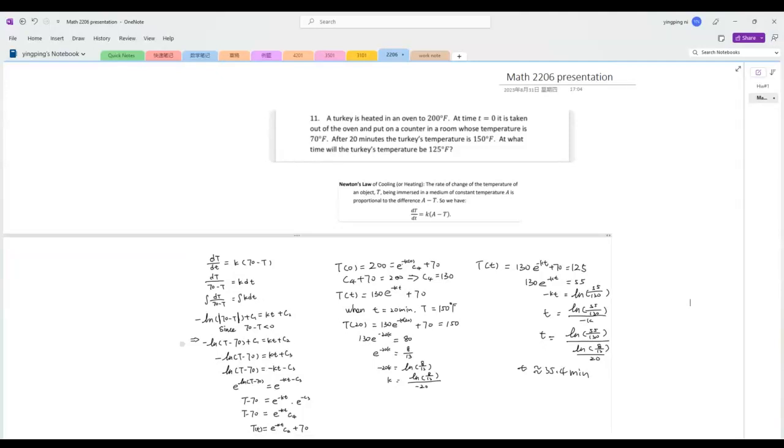So this is Yingping. Also, if possible, everyone, in a presentation like this, the writing should be very neat, because when you present, you want other people to easily understand you. You want to deliver your message as easily as possible. Okay.